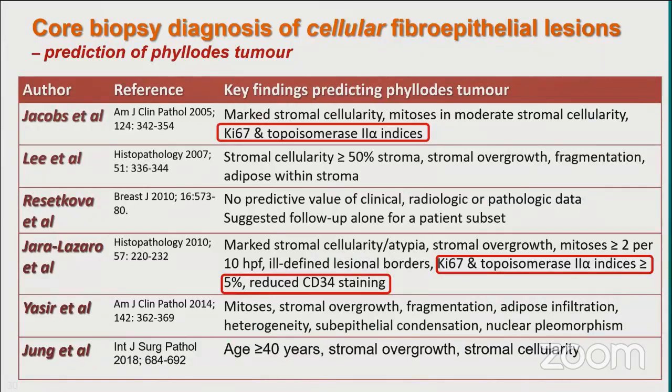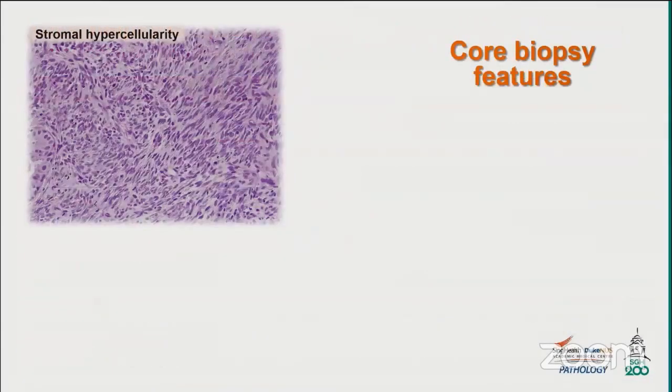Immunohistochemistry for proliferation markers like Ki67 and topoisomerase 2 alpha is also thought to be potentially helpful, as well as a reduction in CD34 staining, although these immunohistochemical stains are not useful in routine practice. Some illustrations of core biopsy features that can be predictive of phyllodes tumors.